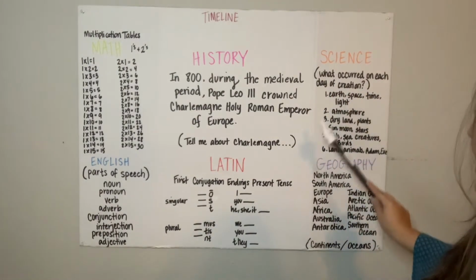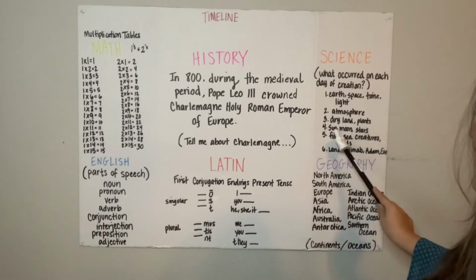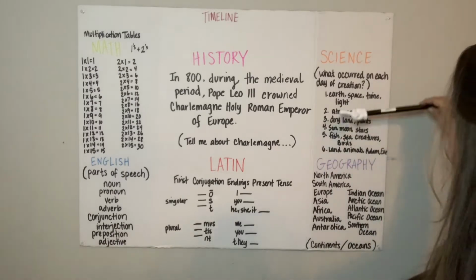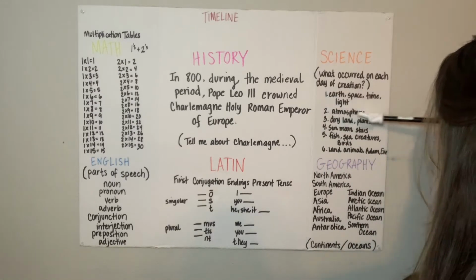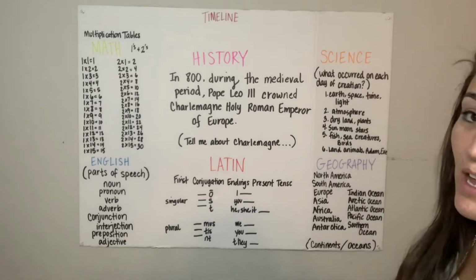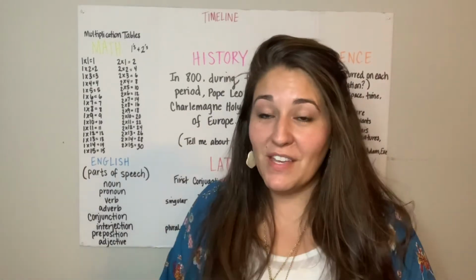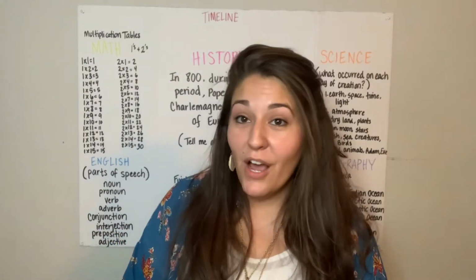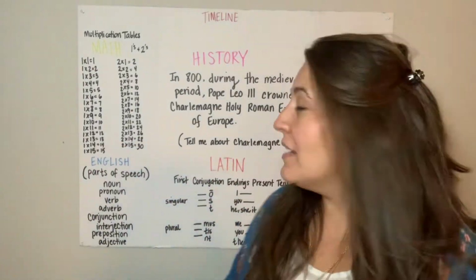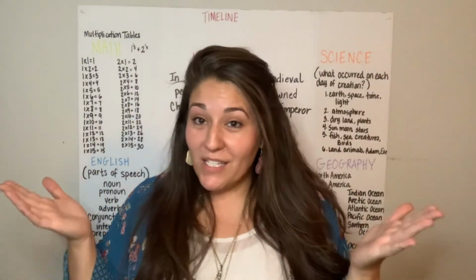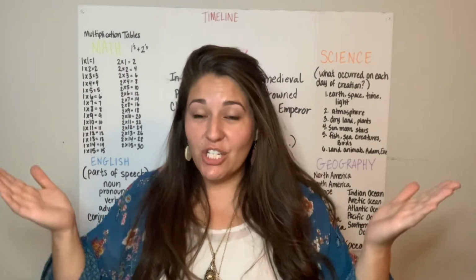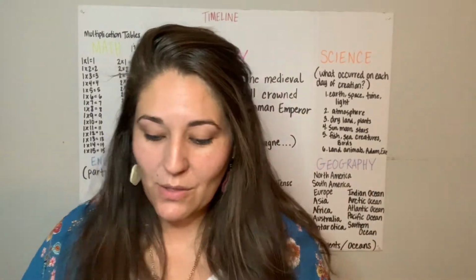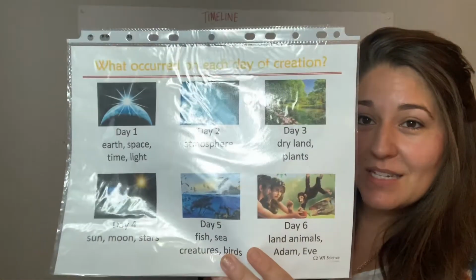Earth, space, time, light, atmosphere, dry land, plants, sun, moon, stars, fish, sea creatures, birds, land animals, Adam and Eve. And then these occurred on day 1, atmosphere was day 2, and so forth. And they all had different things. And we sang this to the song of Doe, a Deer, a female deer. And how we're gonna do this one is what occurred on each day of creation. And I also used this picture that we used, and we're gonna sing this.